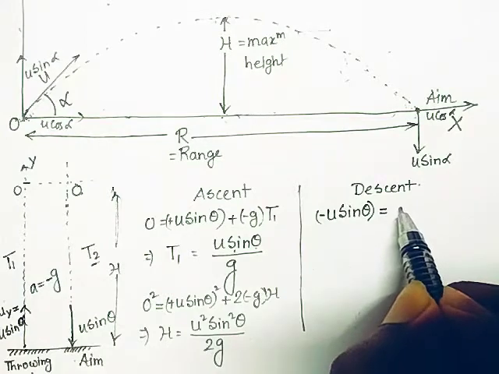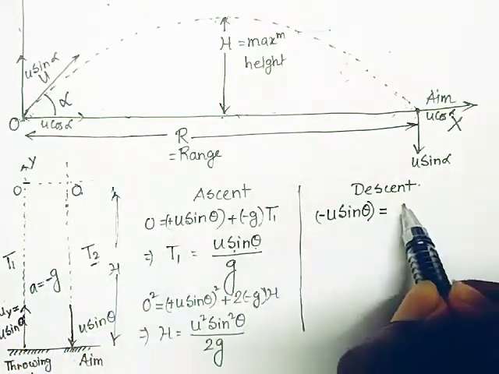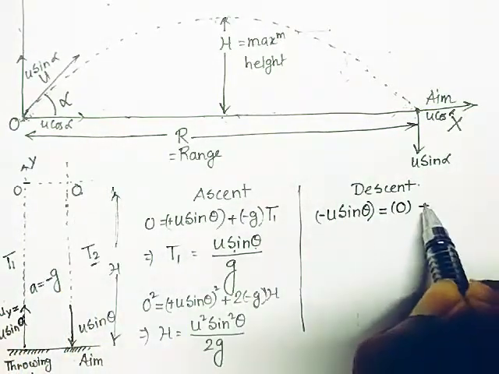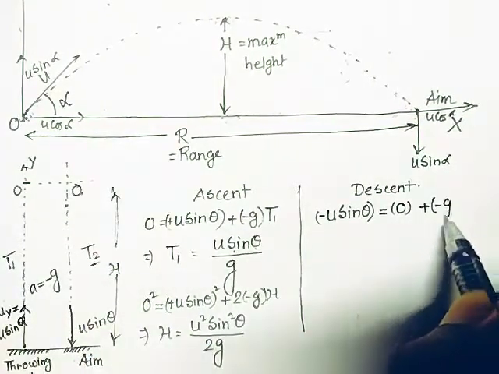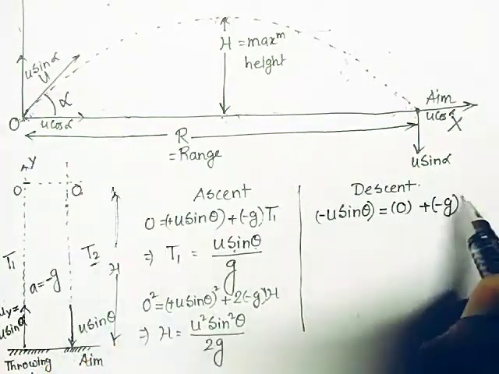V equal to u. What is the initial velocity? 0. 0 is the initial velocity. Acceleration, what is the acceleration? Minus g. Time taken by it, t2.